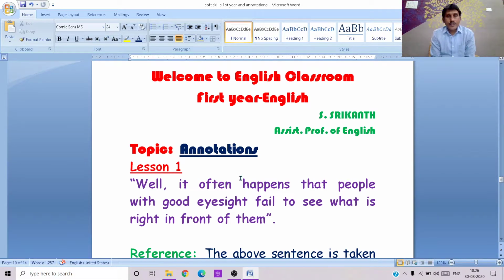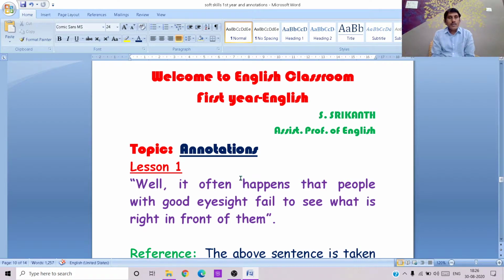So now that you have completed the 4 lessons under 4 units, it is time for us to explore annotations, right? Annotations are a very important exercise, especially from the examination standpoint. You understand? So what are annotations? I'll give you a brief introduction.